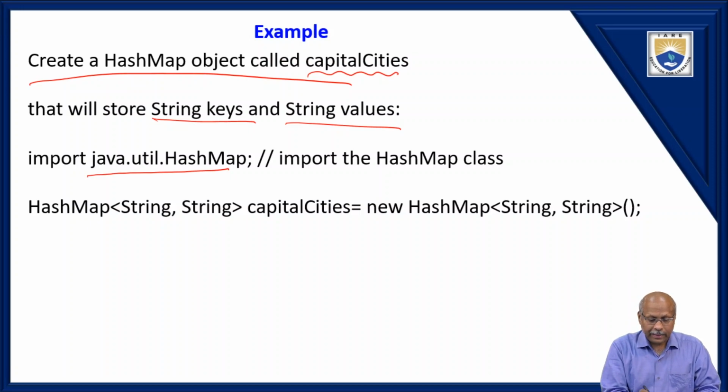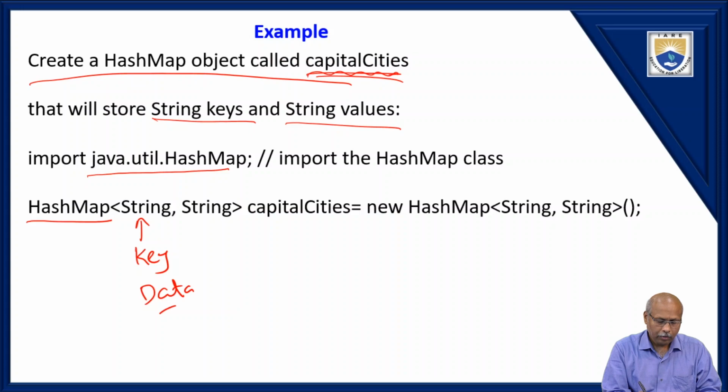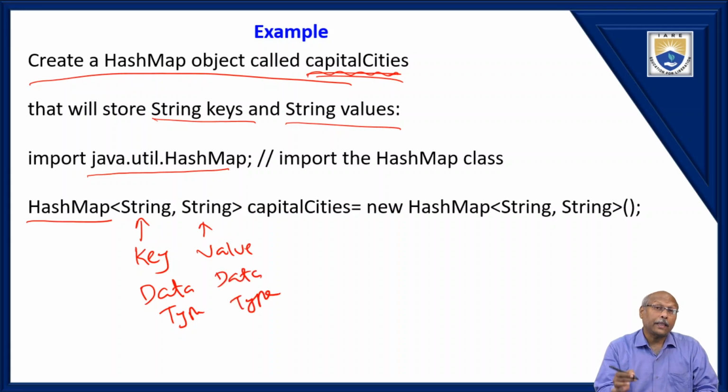And to write the syntax, you can write like this, because my goal is what? Create a hash map called capital cities. So here HashMap is my built-in class. This is my key type, key data type, and this is my value type, value data type. So what kind of data type are you using for key and value? First one is key, second one is value, and the name of the hash map is capital cities.